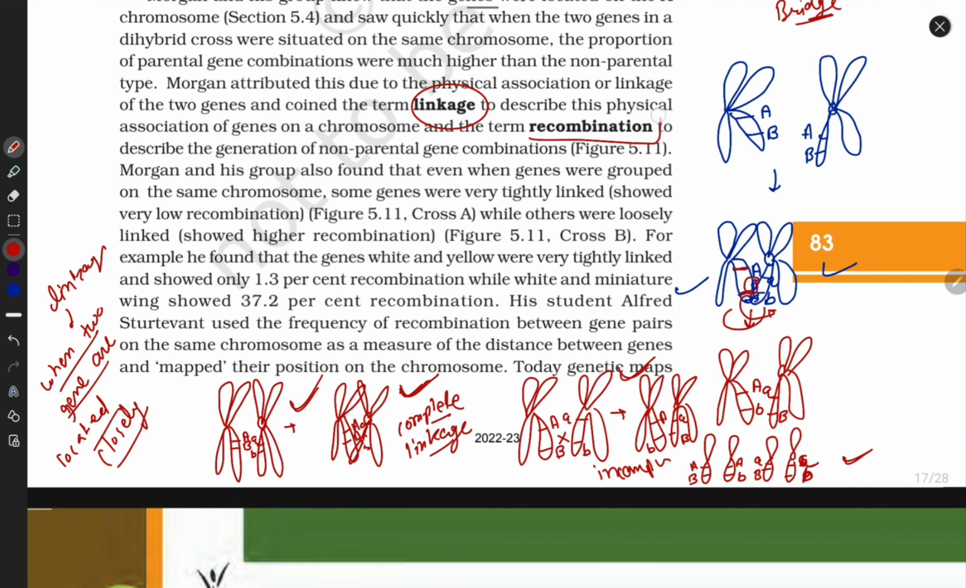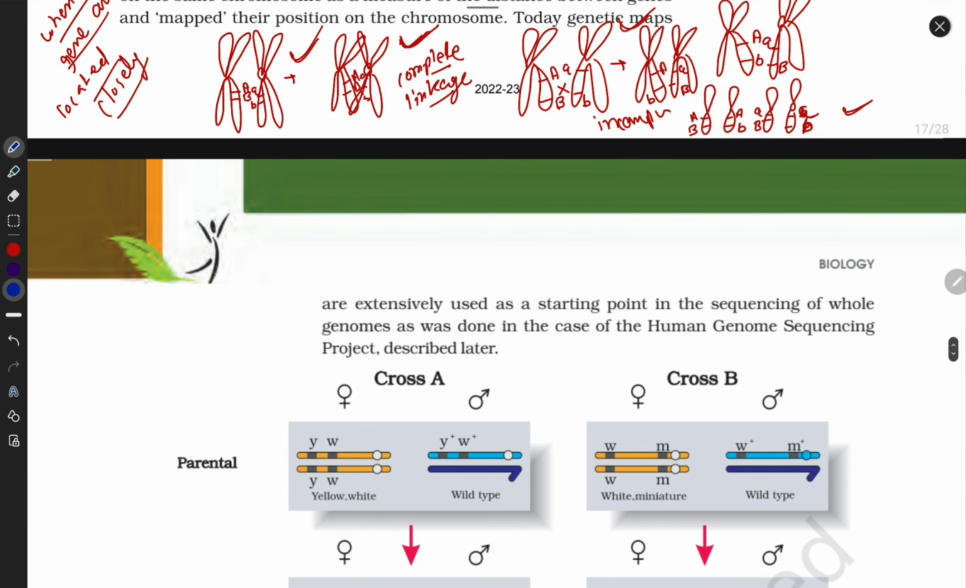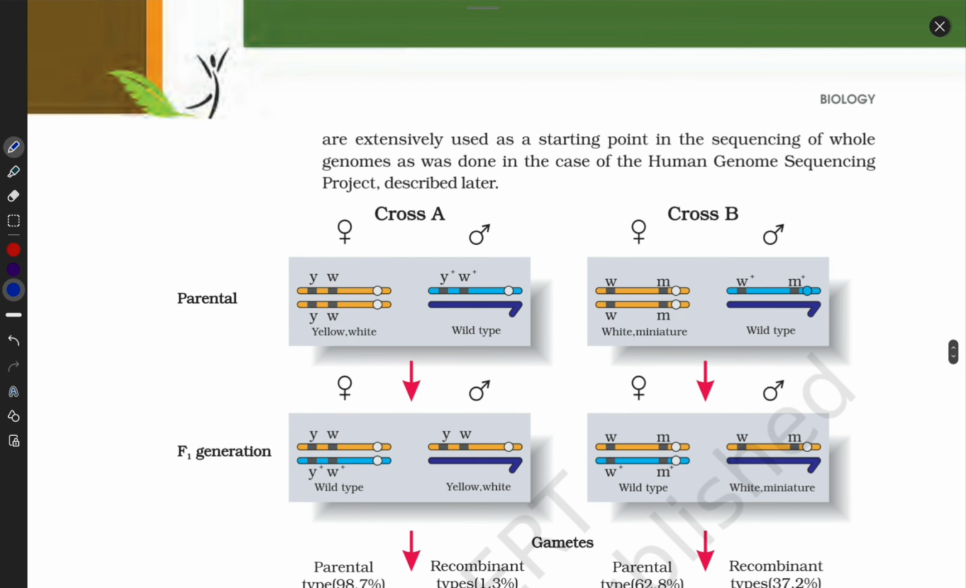Okay, let's discuss recombination. Now what do you understand by recombination? This is one chromosome, this is another homologous chromosome. Guys, here is gene A, gene B, small a, small b.